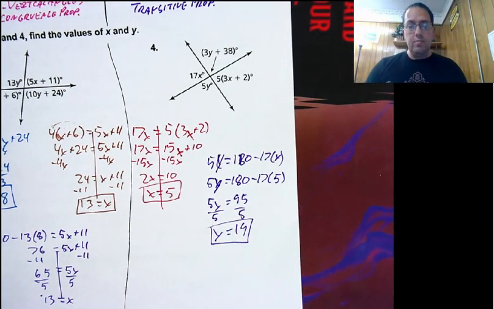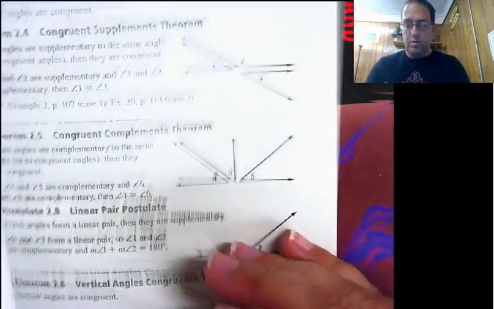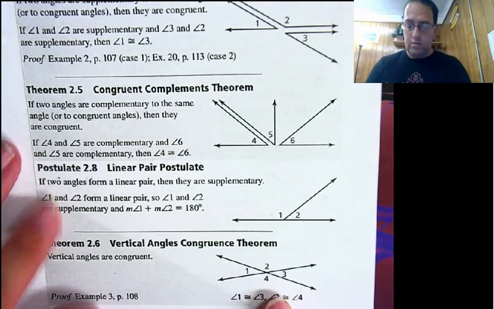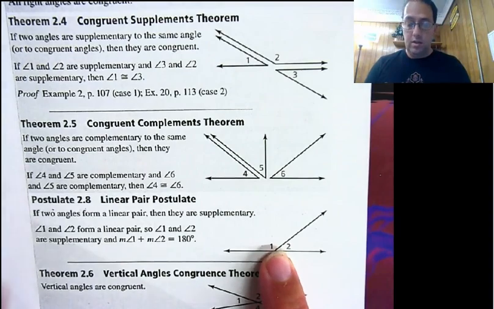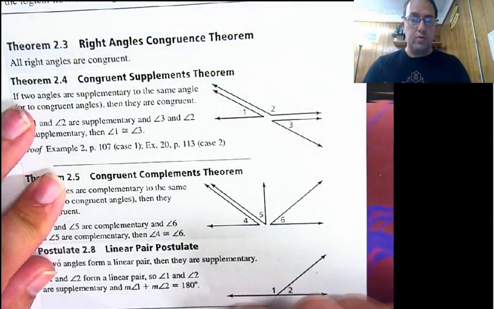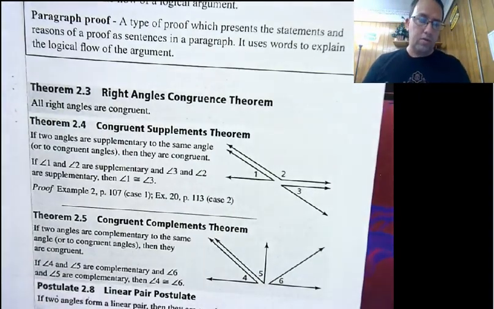All right, so hopefully you found that useful. A couple of different theorems here, new stuff. Vertical angles congruence: vertical angles are congruent to each other. Linear pairs add up to 180. If two angles are complementary or supplementary to a third angle, then those two angles are congruent to each other. And of course, all right angles are congruent because they all measure 90 degrees, right?